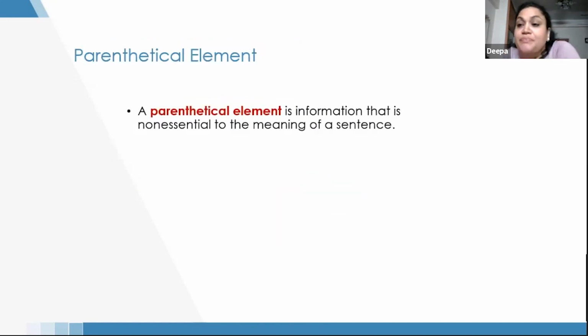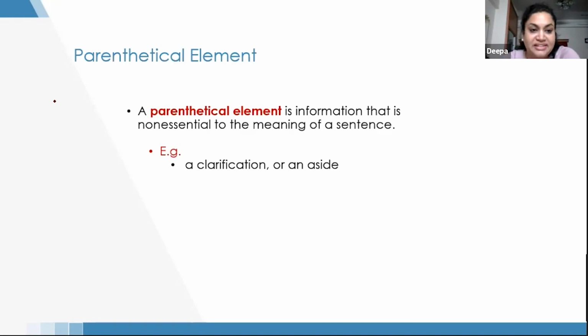The parenthetical element is information that is non-essential to the meaning of the sentence. So you are adding information, and even if that information is not there, the sentence still makes sense. Let's have an example. A clarification or an aside. For example, Tom, a 9th grader, won the prize.